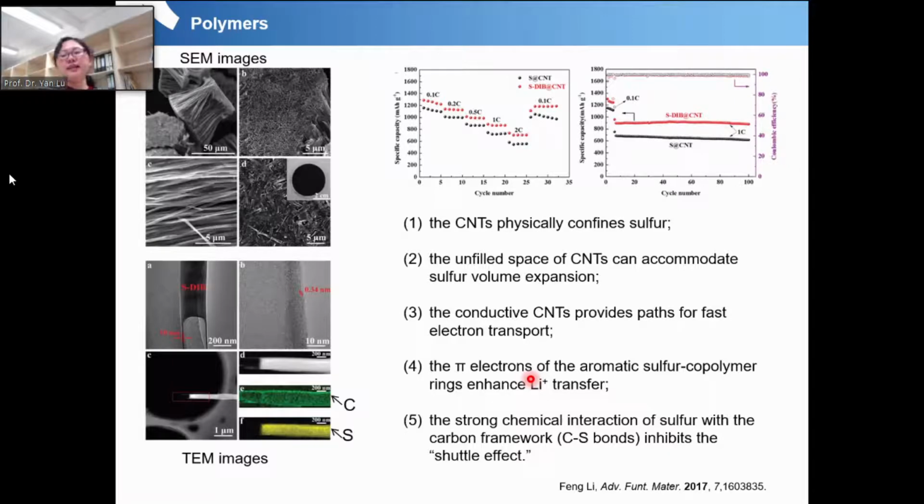And finally, because we have chemical bonding of sulfur with your polymer backbone, in this case you have chemical carbon-sulfur bonds, and this will of course very well inhibit the shuttle effect of the system.